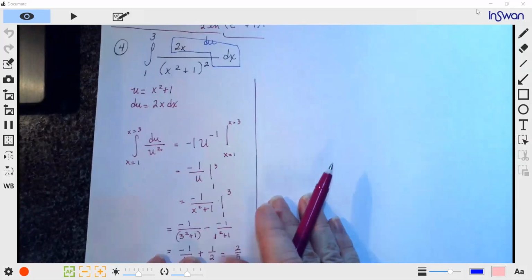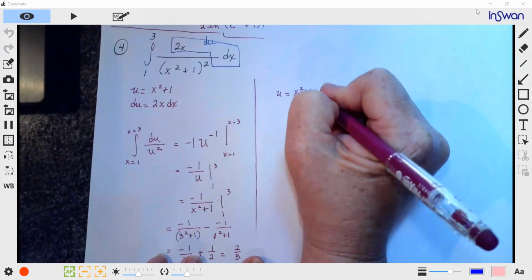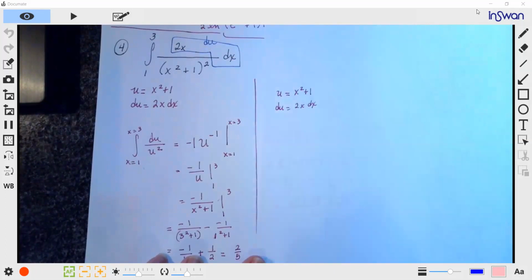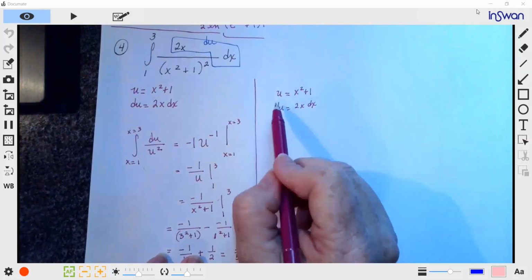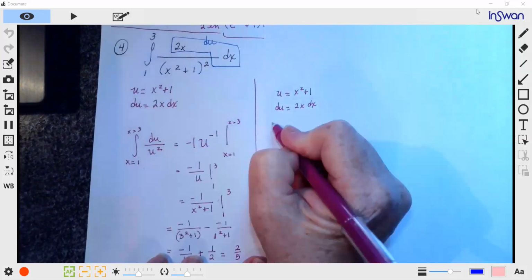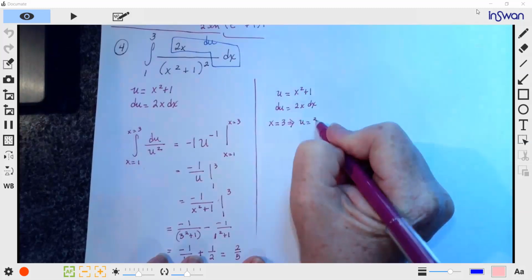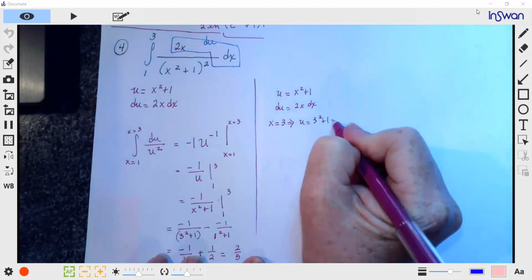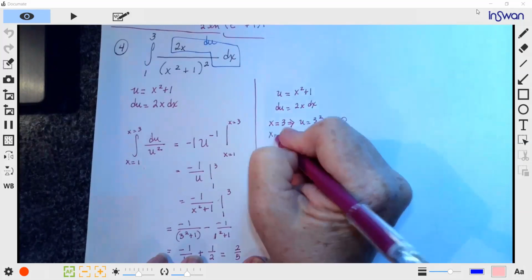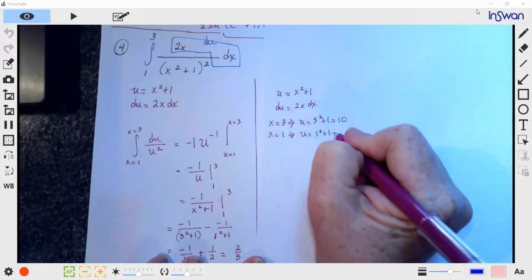The other option is up here where you say u equals x squared plus 1 and du equals 2x dx. At that point, you can go ahead and change your limits to u limits. So we could say, okay, if x is equal to 3, that means that u is equal to 3 squared plus 1, which is 10. And if x is equal to 1, we would have u is equal to 1 squared plus 1, which is 2.